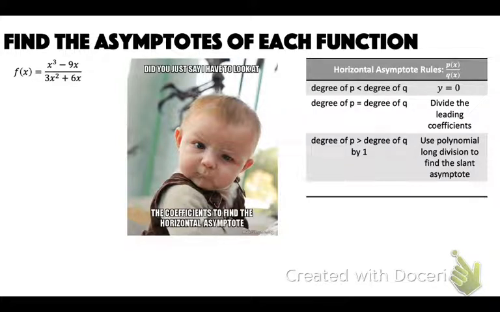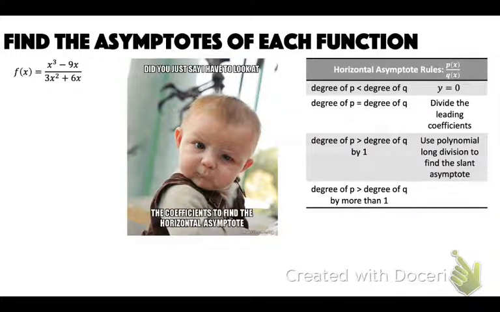Now, what if the degree of P is greater than the degree of Q by more than 1? Well, then that's the easy one. There is no horizontal or slant asymptote. Please write that table down. I promise it will help you.